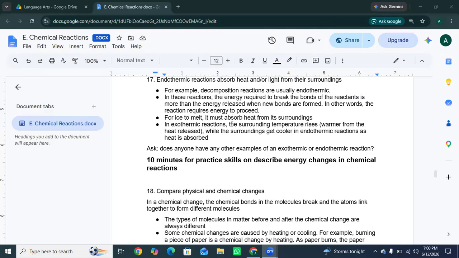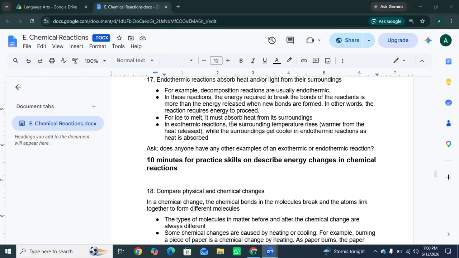As I have told you, exothermic reactions are the reactions that release energy, whereas endothermic reactions are the opposite. Endothermic reactions are the reactions that absorb heat and light from their surroundings. These reactions take in heat or light from the outside because they steal heat from the environment, and the surroundings get cooler. For example, decomposition reactions are usually endothermic.